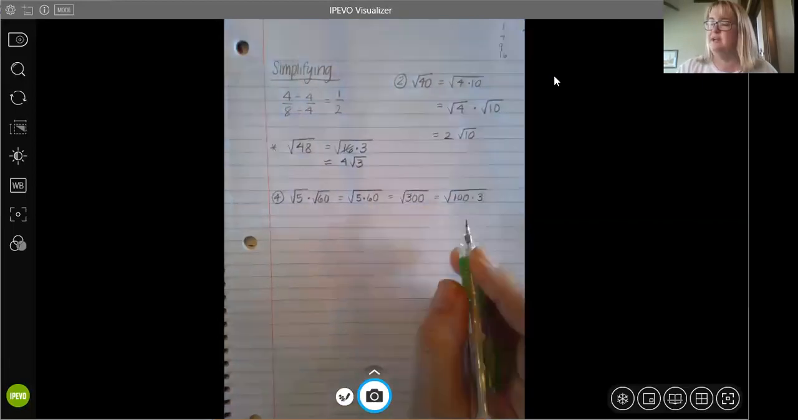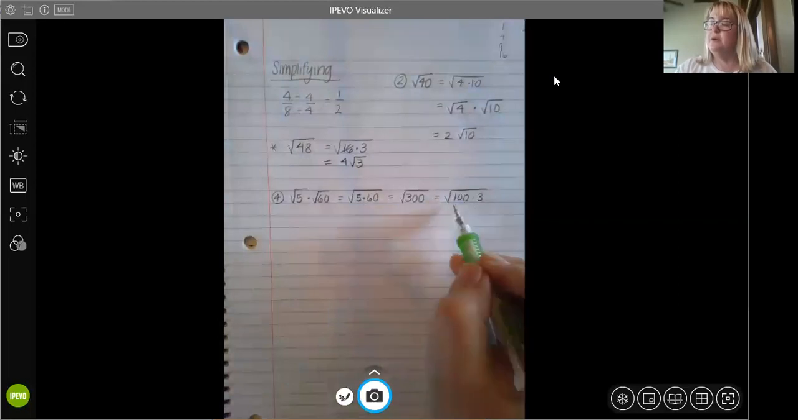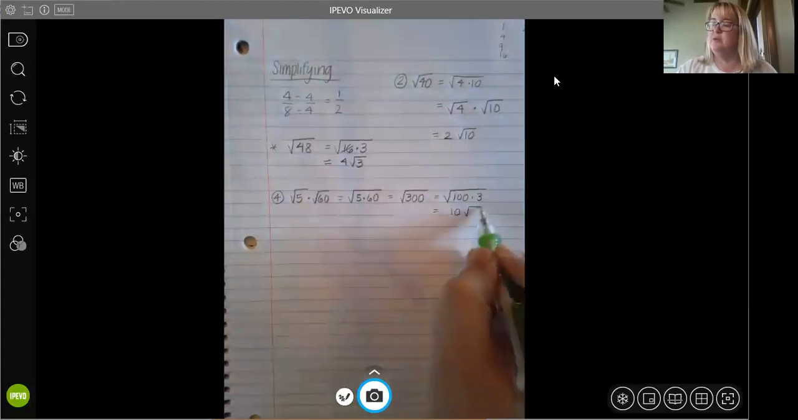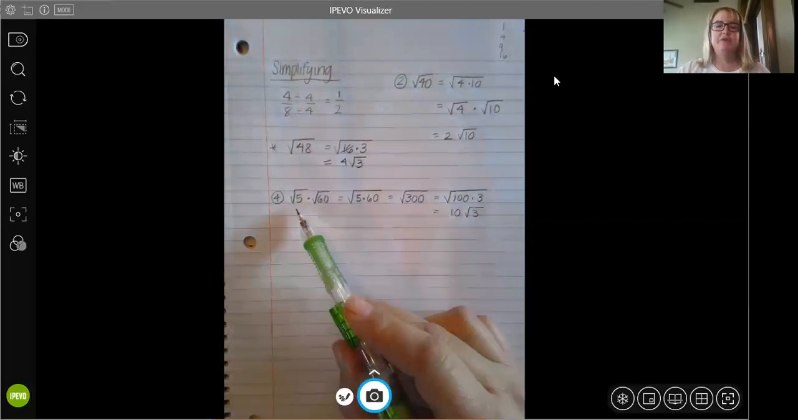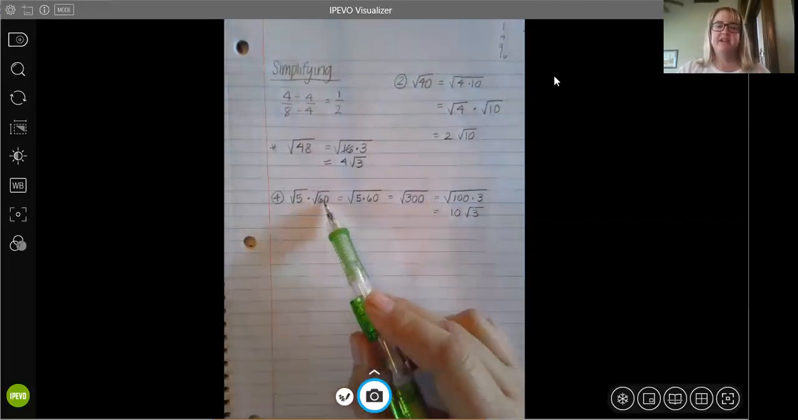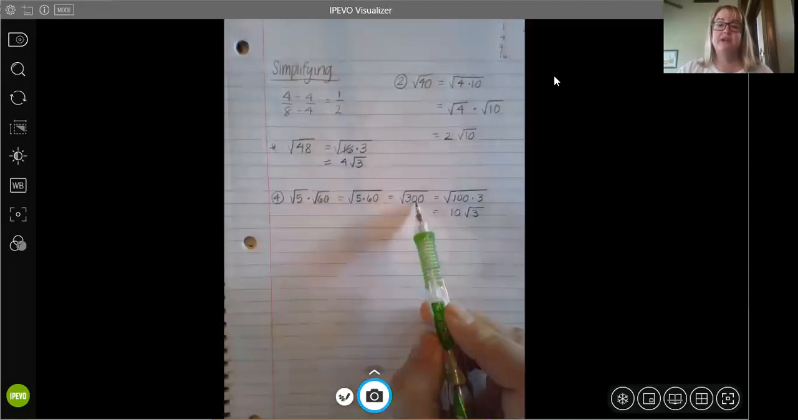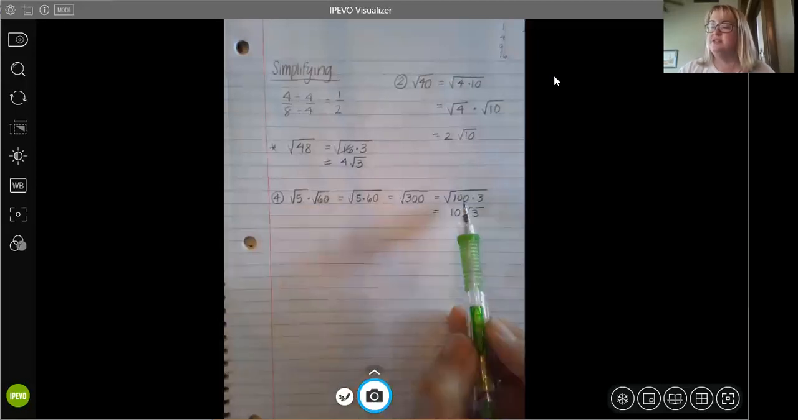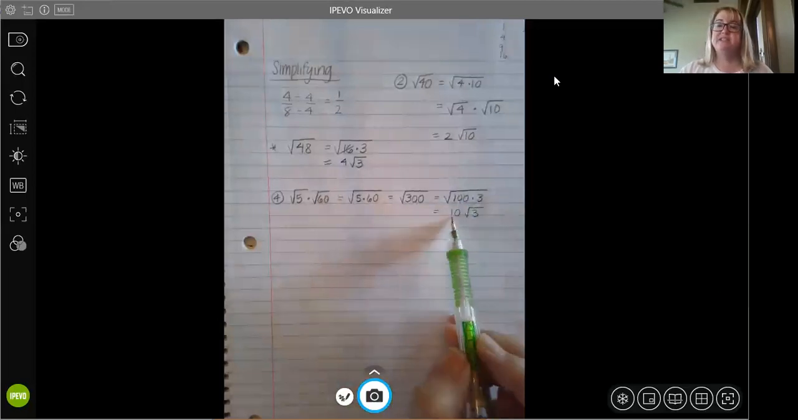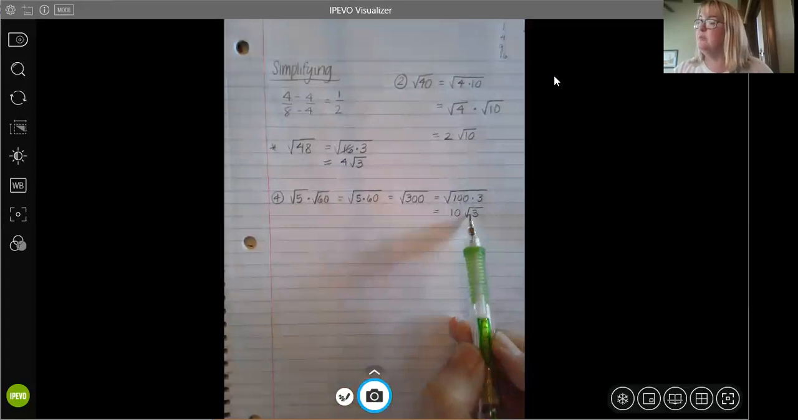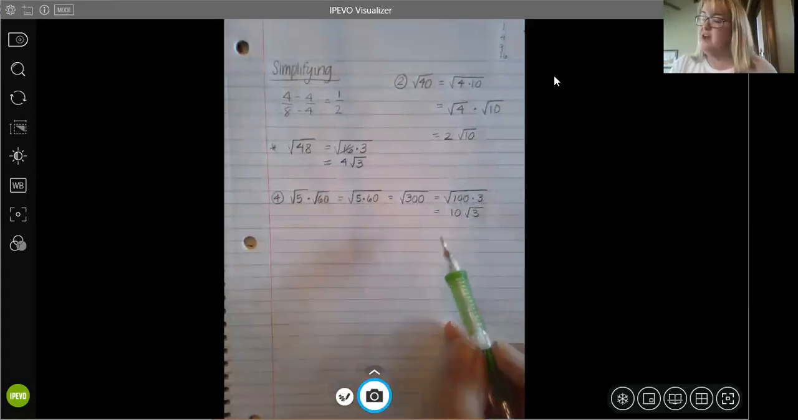I seem to have frozen. There we go. So the square root of 100 is 10. So I can factor out a 10. 3 is in simplest form. So the square root of 5 times the square root of 60, because they're both under the square root sign, you can multiply what's under it, and that gives you the square root of 300. 300 is 100 times 3. The square root of 100 is 10. The square root of 3 is simplest form. So there you go. Let's look at 5.